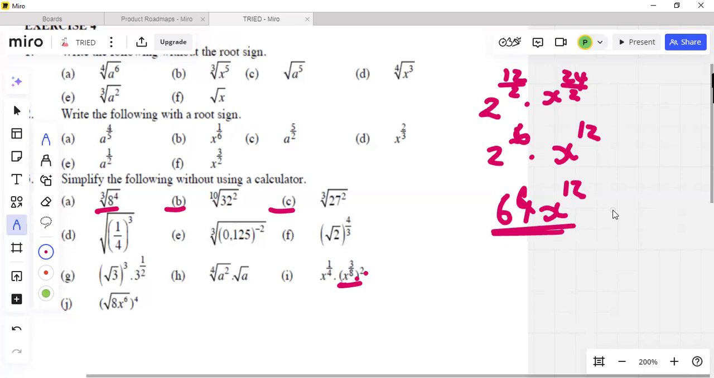So I've tried to explain these questions to say this is how we can simplify them using the exponential laws, specifically focusing on the exponential laws in this lesson or in this video, right?